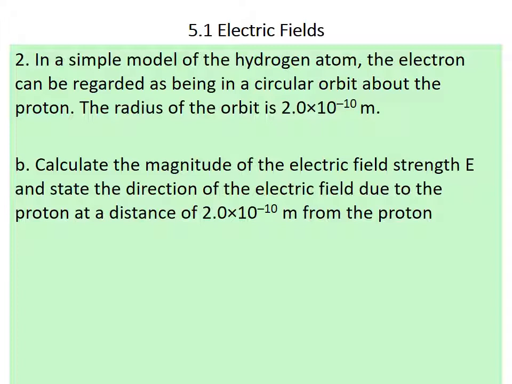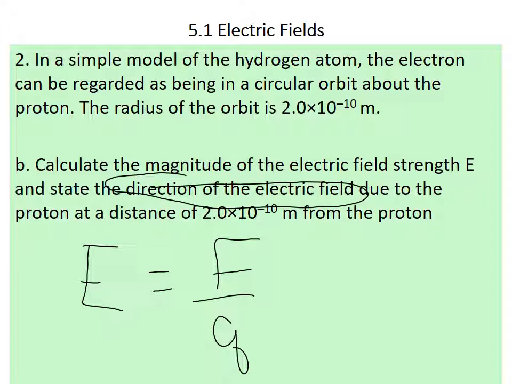All right, so we are going to calculate the electric field strength, so you'll need to use the correct equation from the data booklet, 5.1. So we will use E equals F over Q. We already have F from part A, and we have Q. Q is the constant, 1.6e-19, and then you also need to state the direction of the electric field. It's coming out of which particle, and it's going towards which particle.